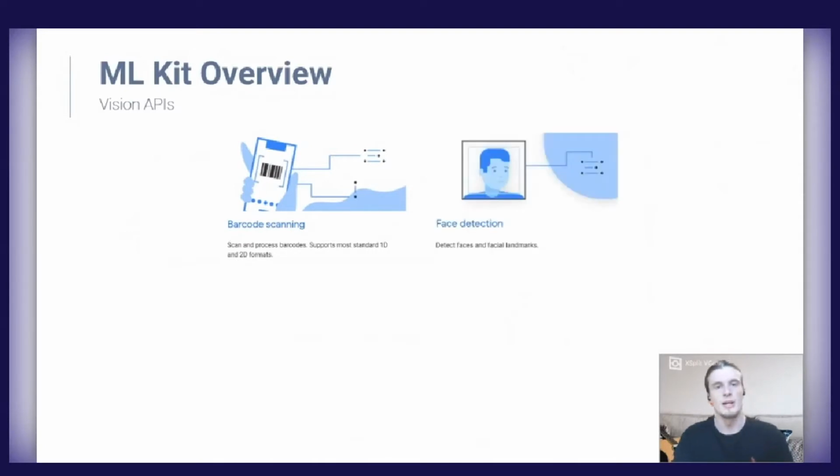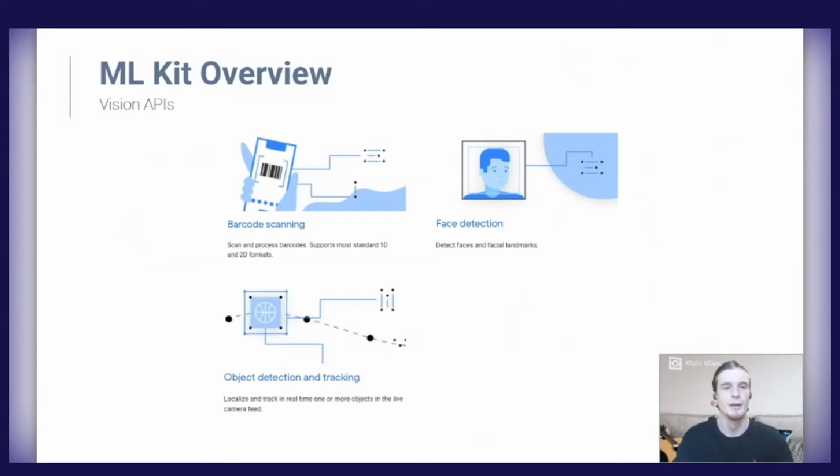They also provide facial detection, so detecting faces and facial landmarks. They provide a very simple to use API for that. Object detection and tracking, so this being able to localize or identify an object in an image, and then being able to track that either through a series of images or through a video feed.